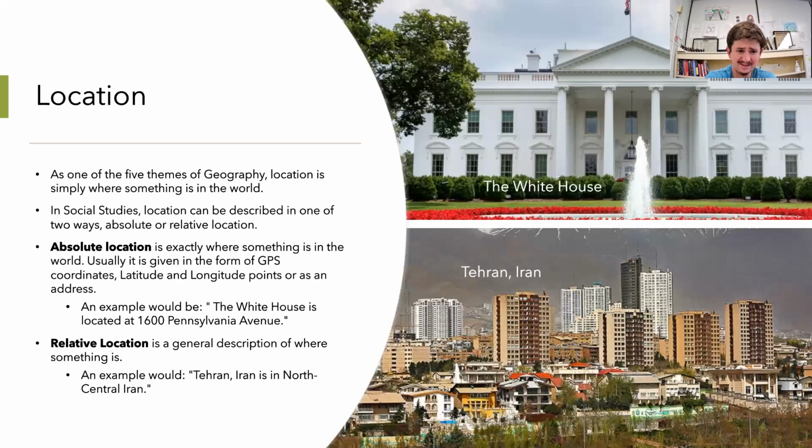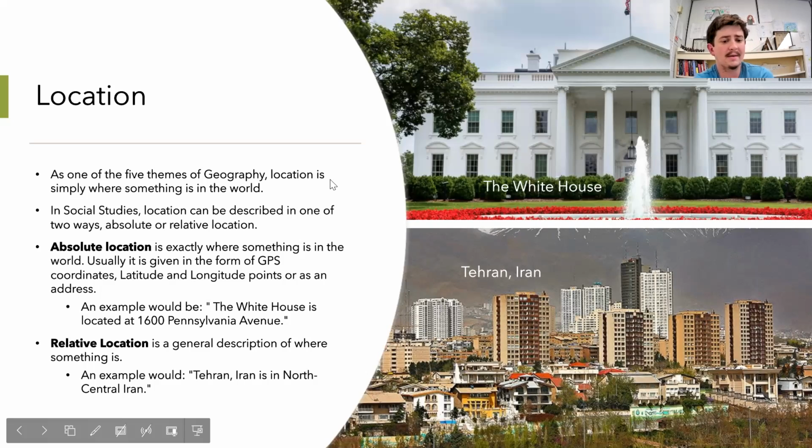The first one we're going to look at is location. Location is simply where is it in the world? Where is the place we are talking about? For us, that can be mentioned in one of 2 ways: absolute location or relative location. Absolute location is exactly where something is in the world. Usually, it's given in the form of GPS coordinates, latitude and longitude points, or simply as an address.